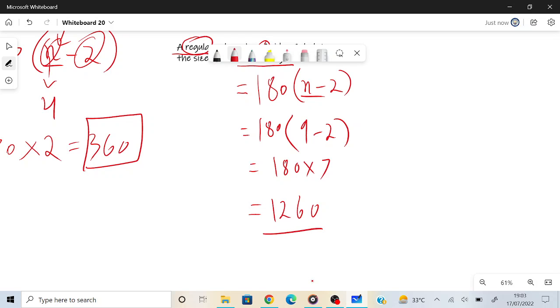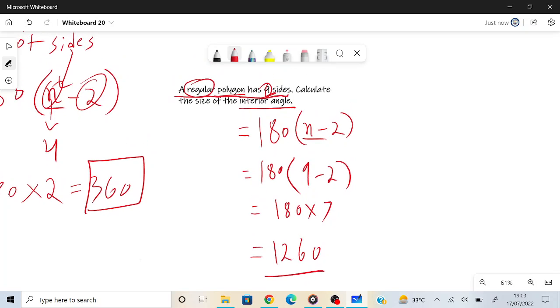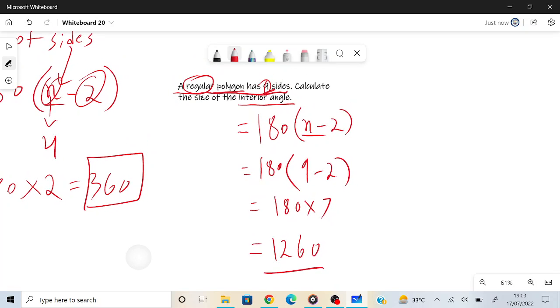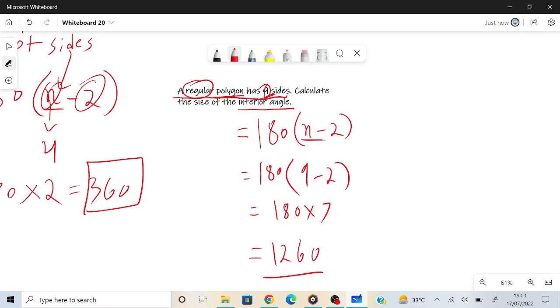And that is the sum of the interior angles. Now, be careful, because it didn't ask you to find the sum of all the interior angles. It asked you to calculate the size of one interior angle of that 9-sided regular polygon.